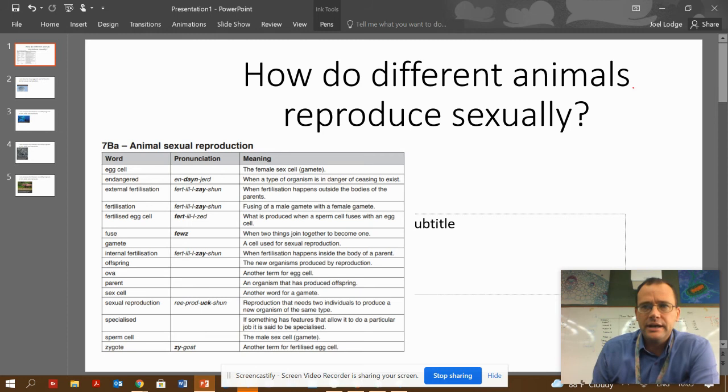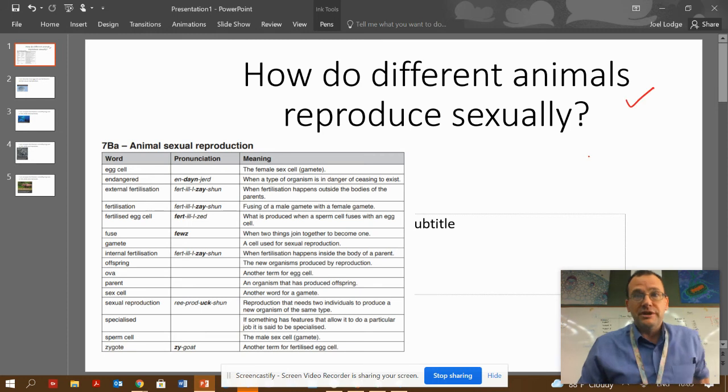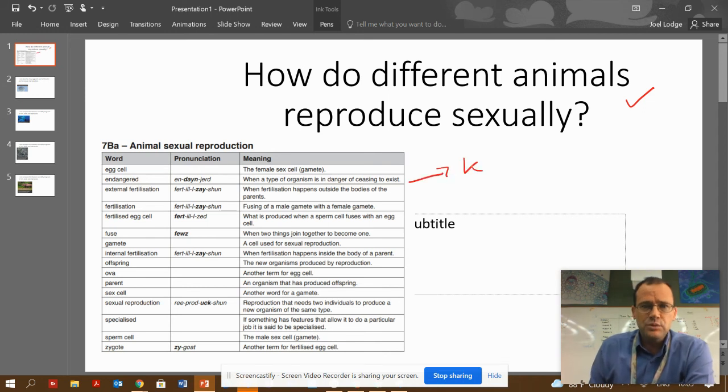So we're looking at how different animals reproduce sexually. That's the new topic we're going to be looking at, sexual reproduction. These keywords here are the ones we're going to be using for this particular lesson.